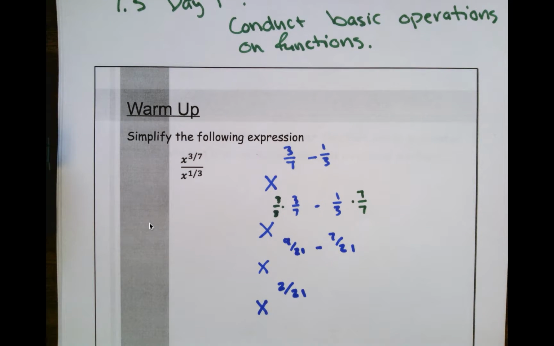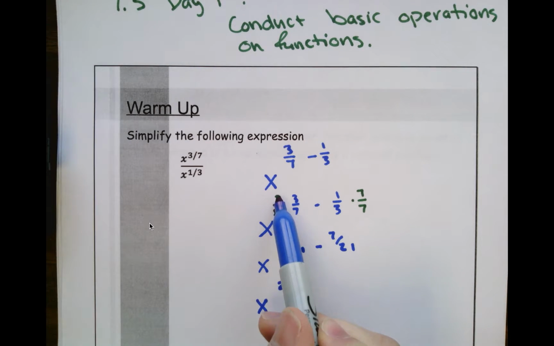So if we take a look at our warm-up, our final answer should be x to the 2/21st. We're dividing two things of the same base, so we should subtract those exponents. So we're subtracting 3/7 and 1/3. To do that, we do not have a common denominator right now. We need to create that. Our common denominator would be 21. So I would need to multiply this by 3/3.